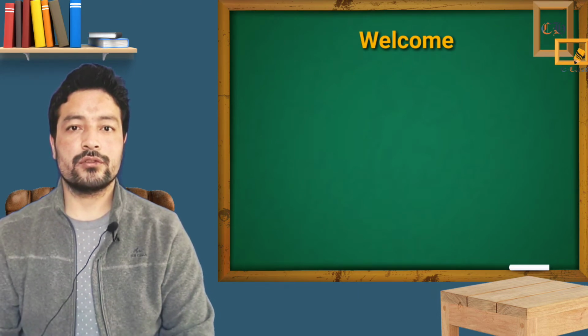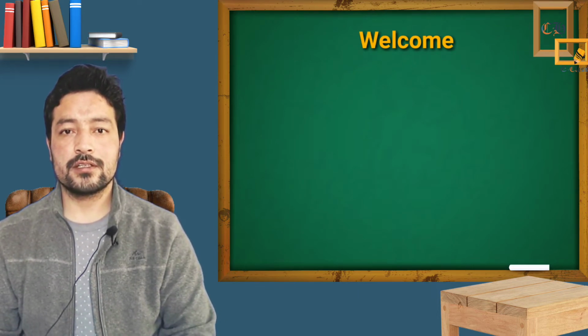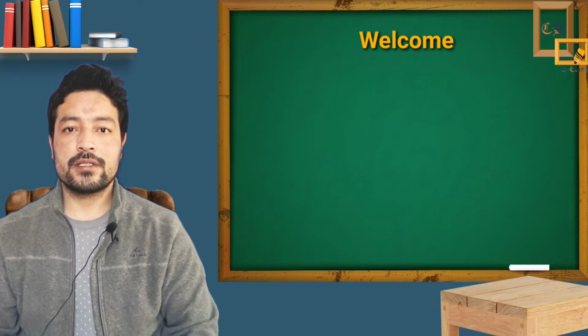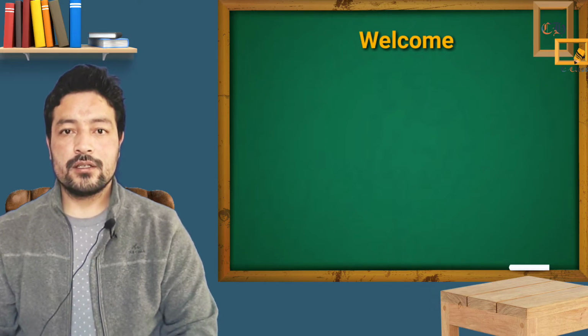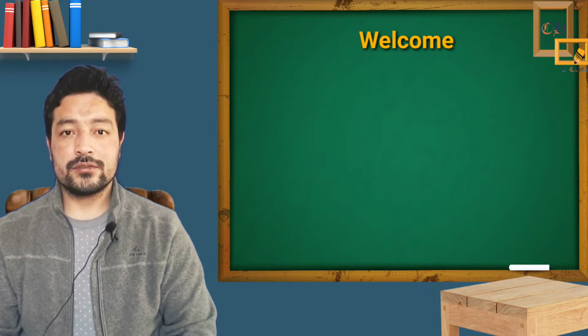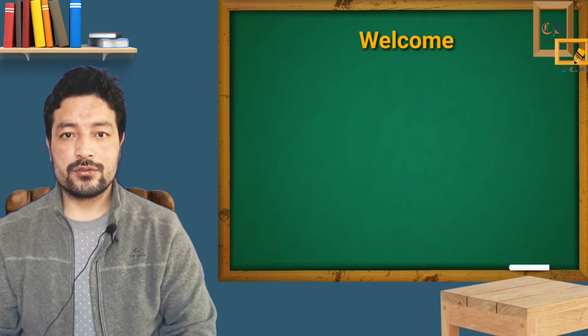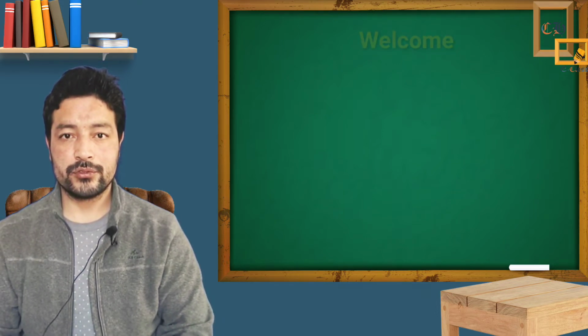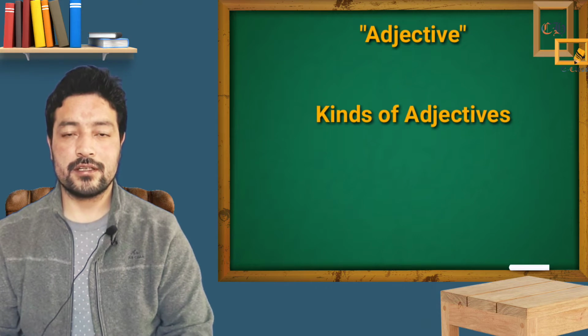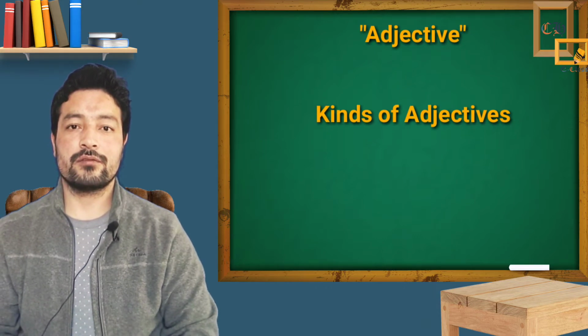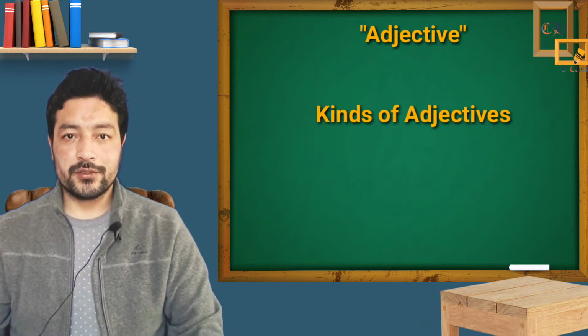Dear students, as you all know, to understand any work of English in a better way, we must have basic grammar knowledge. So as a part of our poetry and prose lessons, we are going to look at some grammar lessons also. In this context, today I have come to you with an important topic, that is adjective. In this class, today we are going to learn the kinds of adjectives.